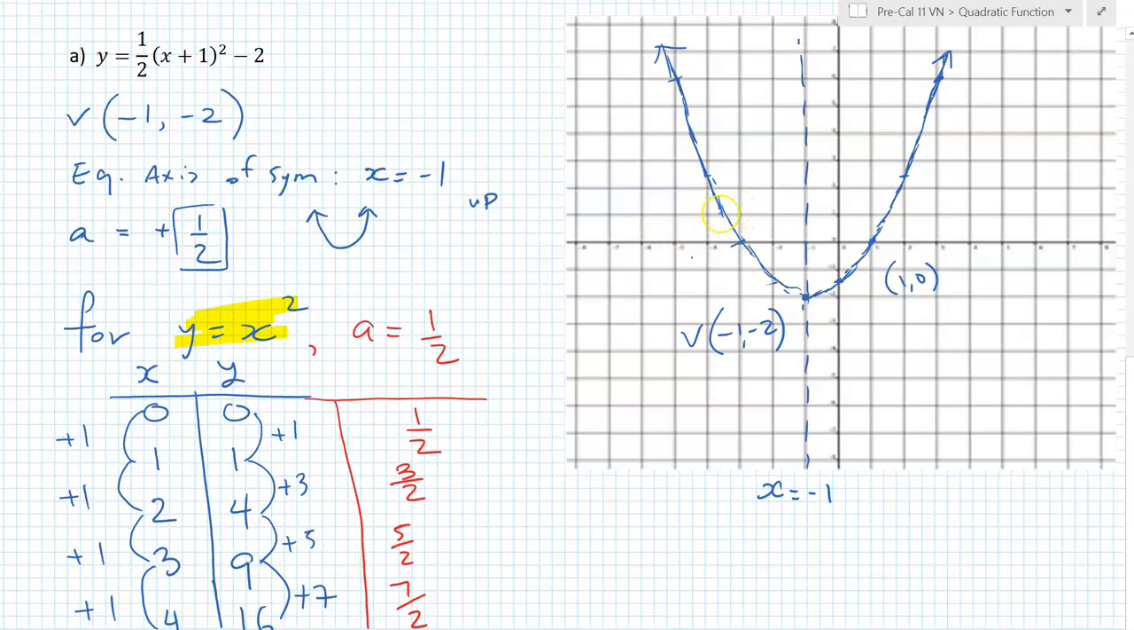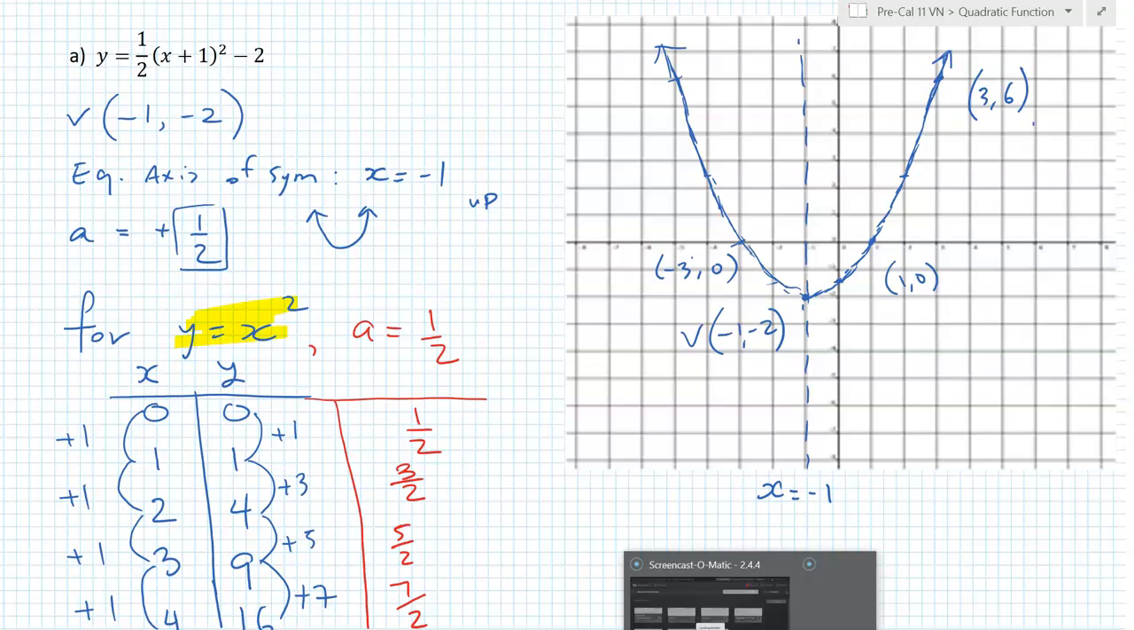So this would be (-3, 0). And that's it. And then maybe on the top will be 1, 2, 3 and 1, 2, 3, 4, 5, 6. So (3, 6) would be okay. And that's basically it. So that's good. We got a few points, and that's the graph of that given function.